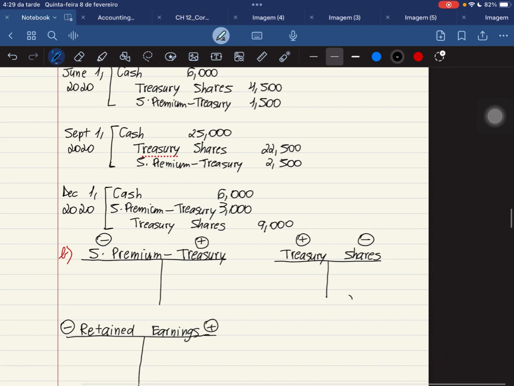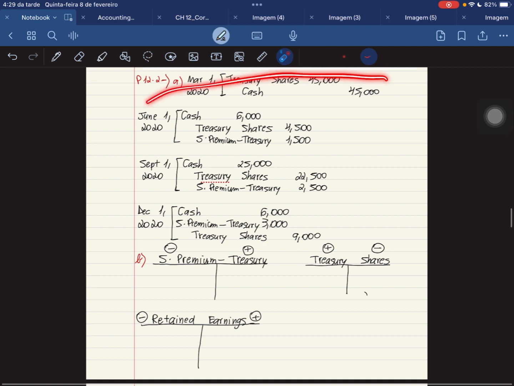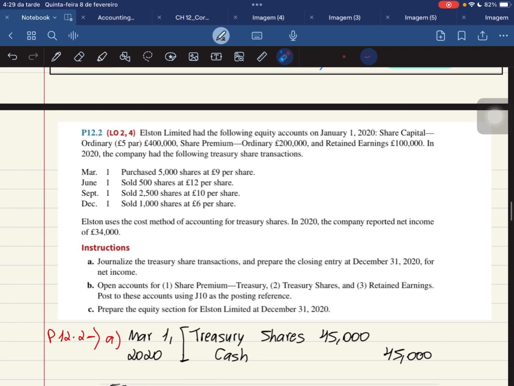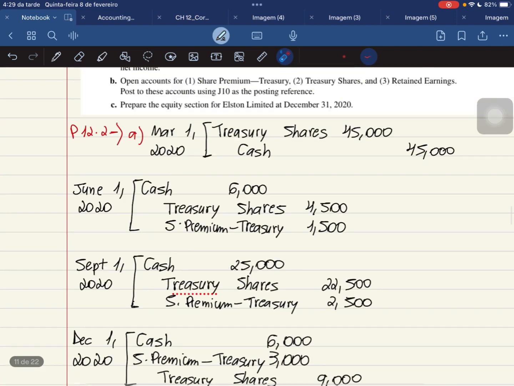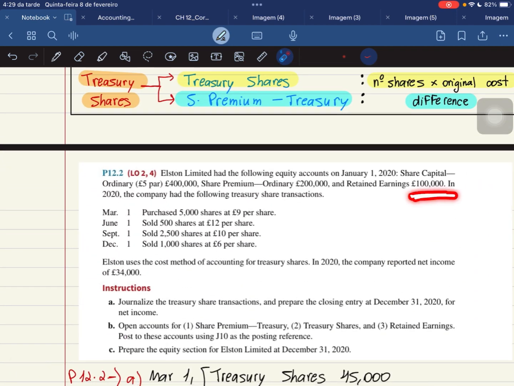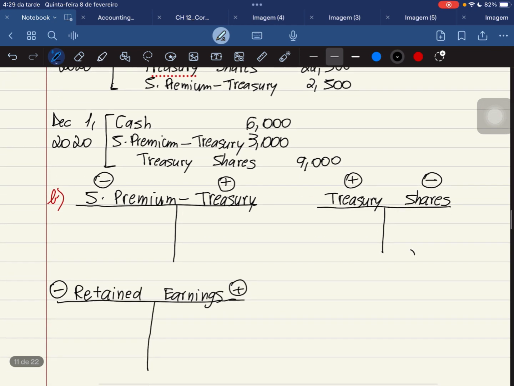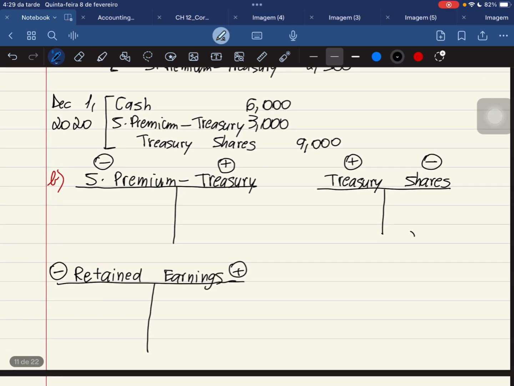Okay, so they're asking us to post these numbers into the accounts, right? The first thing that we need to do is to check for beginning balances. Share premium treasury over here, no, right? We just have share capital ordinary, share premium ordinary, and retained earnings. So we are going to have a beginning balance for retained earnings, but for the rest of them, I believe there are no beginning balances. So let's go ahead and first write this beginning balance of 100,000. If it doesn't say anything, that means that the number is positive, and positive numbers are on the credit side of the T account retained earnings.